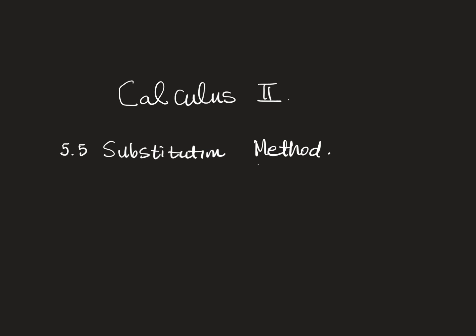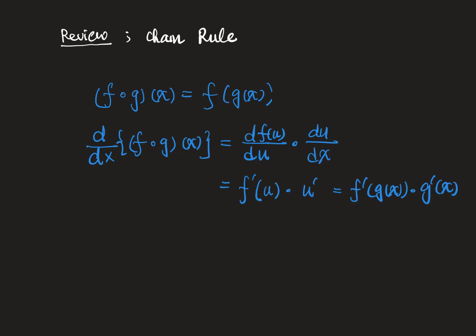This is Calculus 2. We're going to work on the substitution method. Let's quickly review the chain rule. When you find the derivative of a composite function, how are we going to find it? When you have a composite function f∘g of x, we rewrite it as f(g(x)).